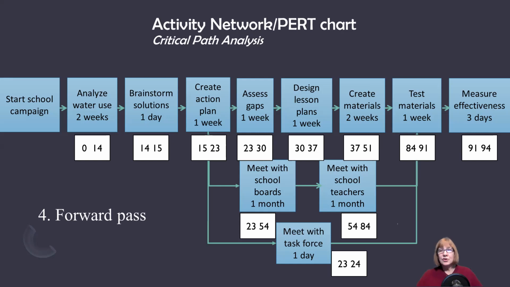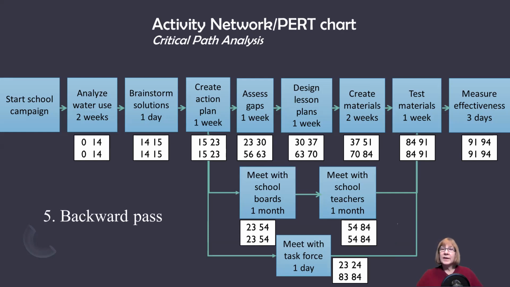Now, once you get to where all of these tasks come together, then you take the longest date, which in this case is after the meeting with the school board and the teachers, because both of those groups only meet once a month, that you end up at day 84. So the earliest date that you can start the test materials is day 84. And then that's a week, and then there's the end. That is called the forward pass.